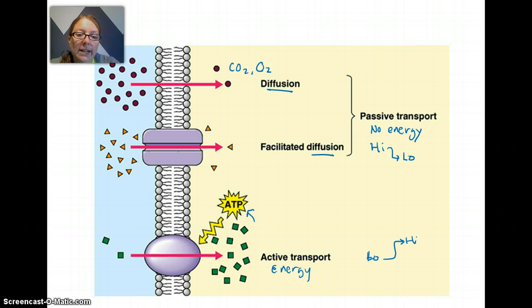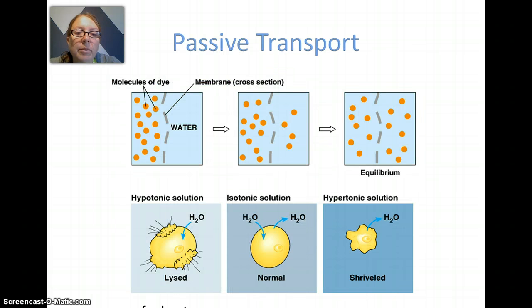And then down here, active transport, we're going from where there's not a lot to where there is a lot, and we require energy to do that. So again, if we want to recap a little bit, a different way to look at the types of diffusion, this would be simple diffusion, where those molecules can easily squeeze through the membrane until we reach equilibrium.